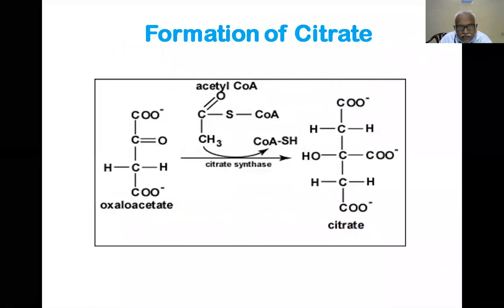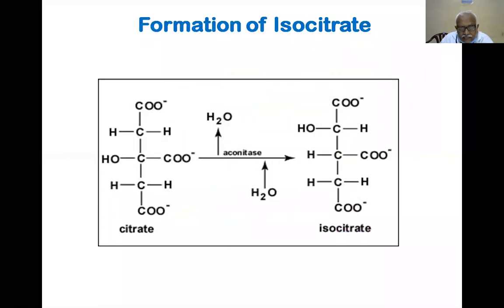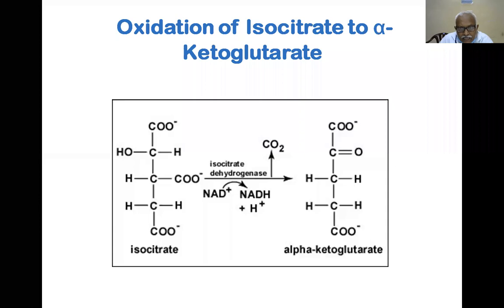So, formation of citrate. Oxaloacetate is the most important one. Citrate synthase and acetyl-CoA will participate and then give citrate. So oxaloacetate will give citrate. And citrate is acted upon by aconitase. It's a hydrolytic reaction. One water molecule will be given and isocitrate will be formed. Isocitrate will be converted to alpha-ketoglutarate by isocitrate dehydrogenase.